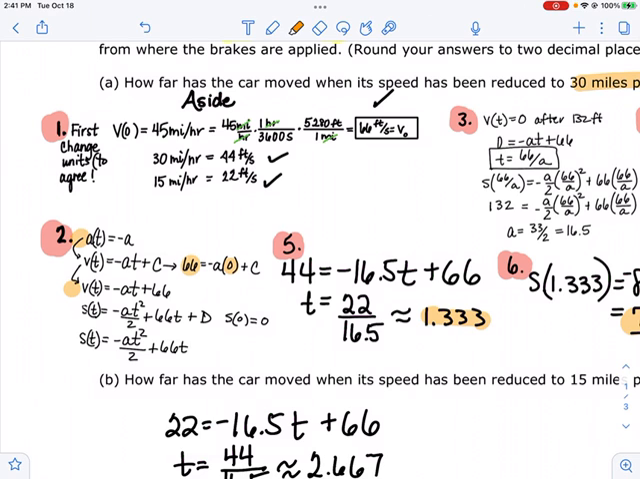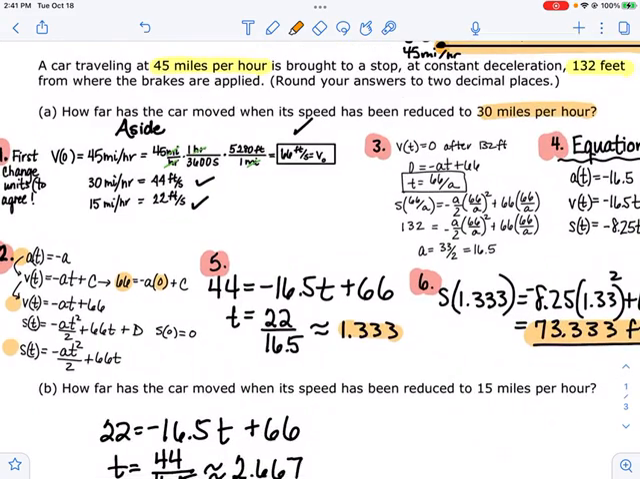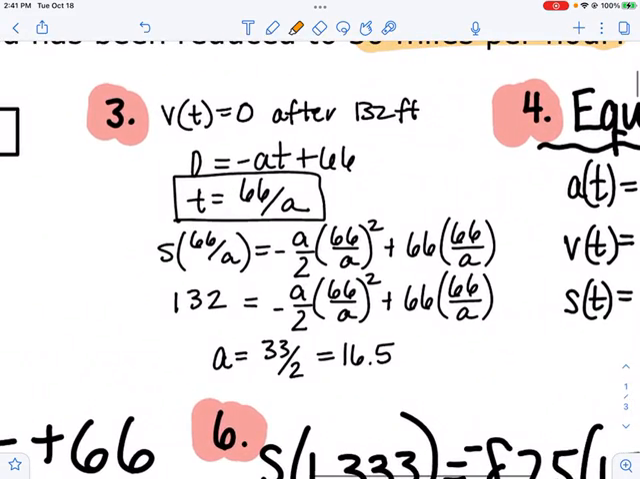Then for my position equation, I can state that at t equals 0 the position is 0, and then it goes 132 feet after that. So if s of 0 is 0, then D has to be 0, and I have my position function. Now I don't have my t value, but I have information about t. So now let's look at step 3.